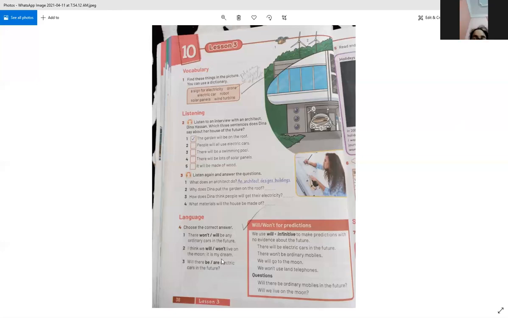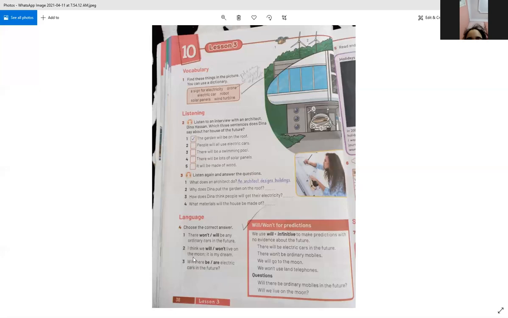Okay, I want you to look at this exercise and try to answer. This is your page 38. There won't be any ordinary cars in the future. Which one are you going to choose? Won't. Why? Because we have the word any. Yes, because we have the word any, that's why we use the negative. We always use any with a negative sentence.